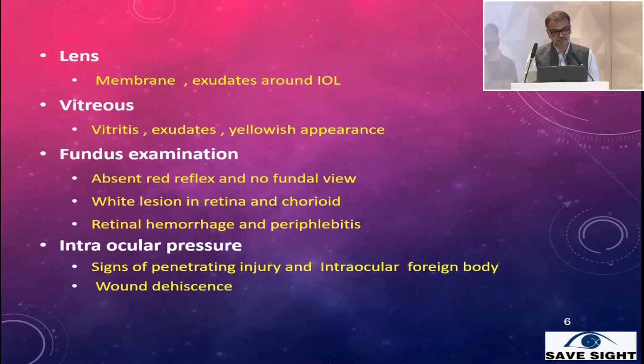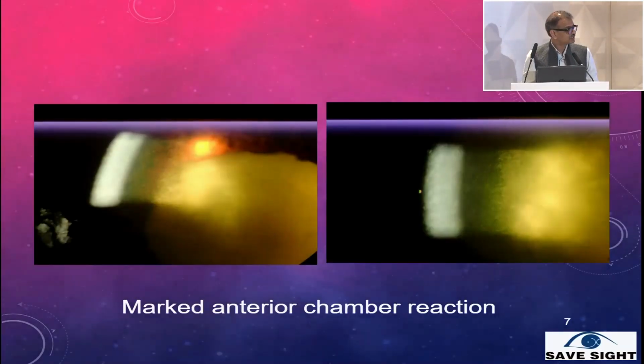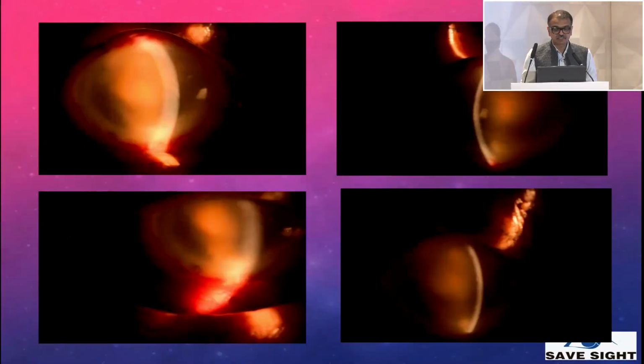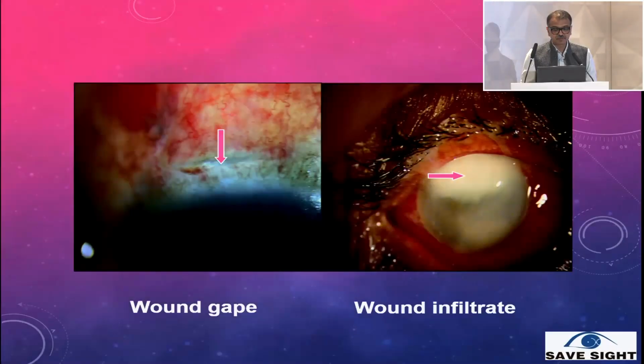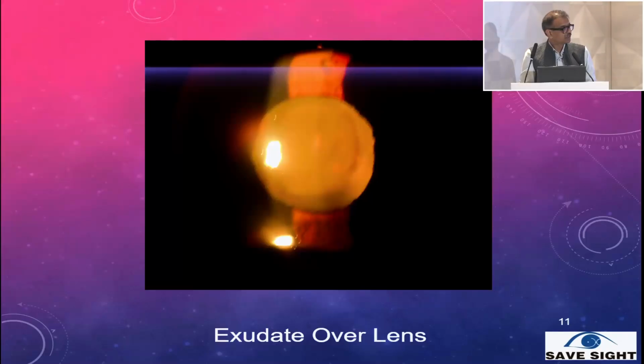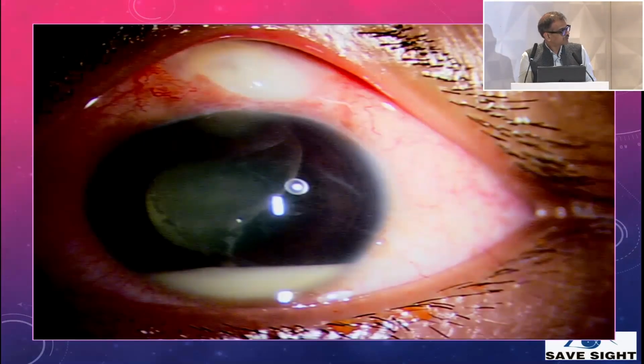This is what you see: intense marked anterior chamber inflammation, membranes, hypopyon. It's always important to look at the wound site because there might be a leak at the wound, and wound infiltrate as well. Exudates all over the IOL, hypopyon, and here you can see there is a bleb infection as well. So once you see hypopyon, you see bleb infection, you see vitreous exudation, then you are sure that this is endophthalmitis.